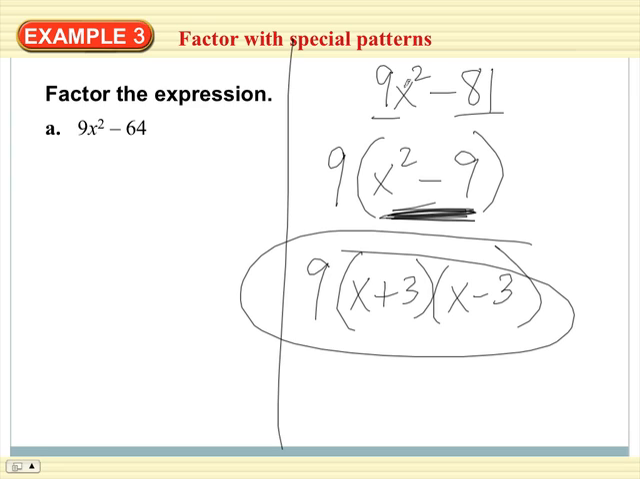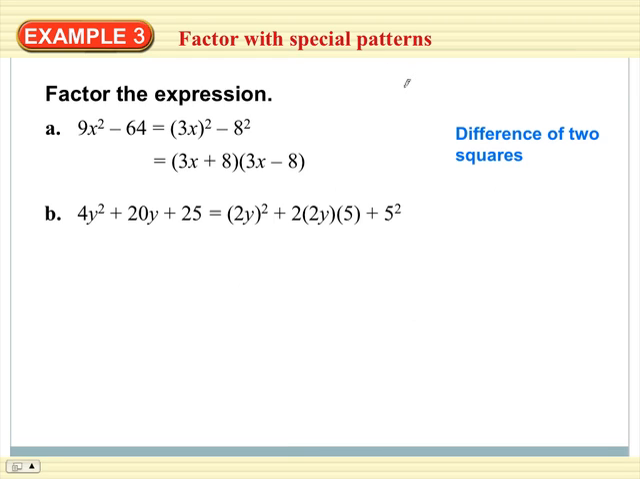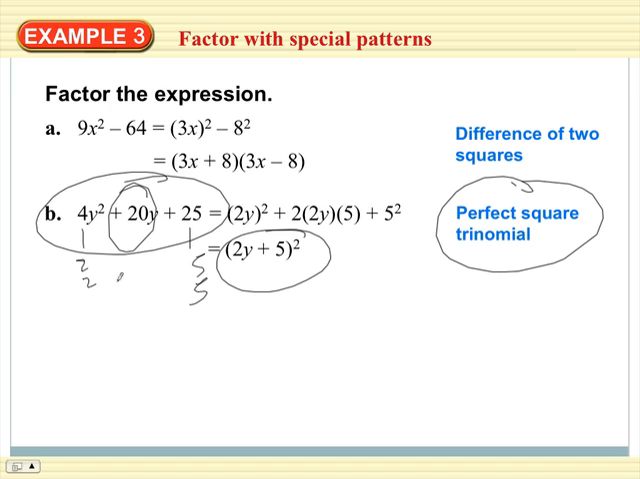Okay, so factor out the greatest common factor and then see if it keeps factoring. Sometimes it does, sometimes it doesn't. So stop when it doesn't. Alright, so these two are just normal. Letter B. This is just showing you can get a perfect square trinomial. So factors of 4, factors of 25, 2 and 2, 5 and 5, they make 20. It's a perfect square. That's all it's showing you. 2y plus 5 squared. Perfect square trinomial.